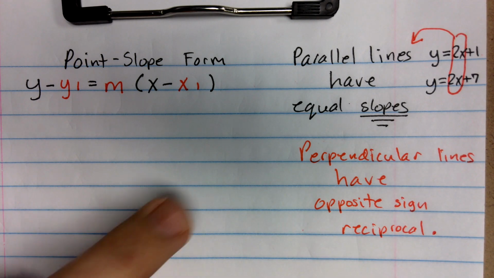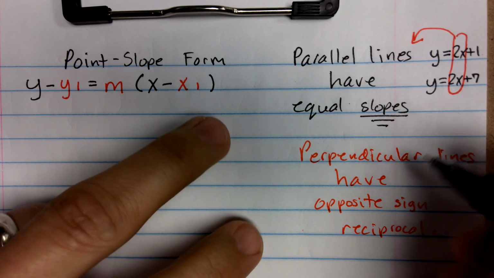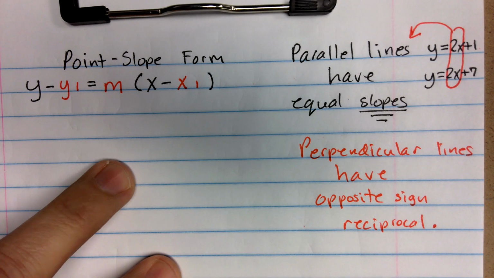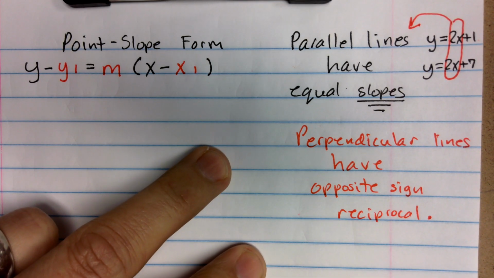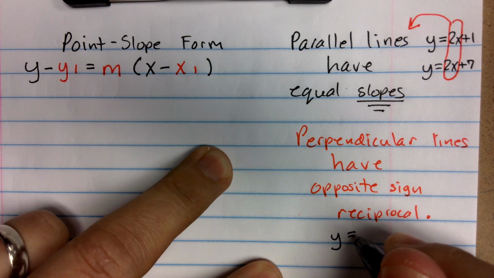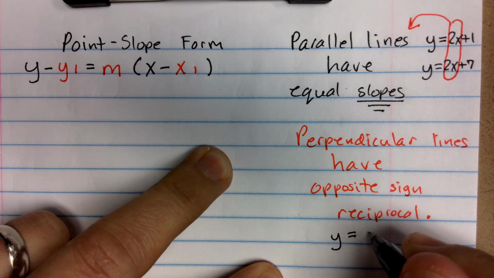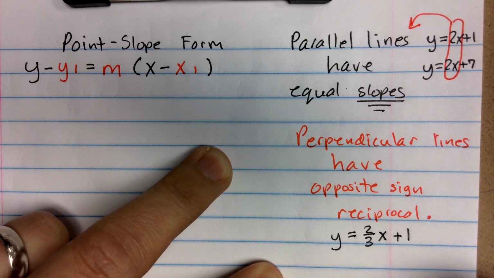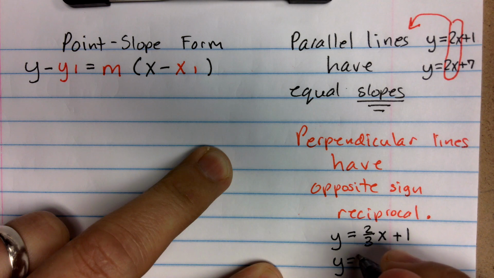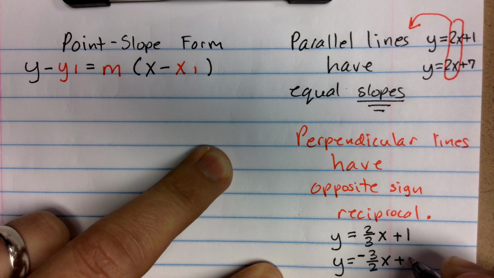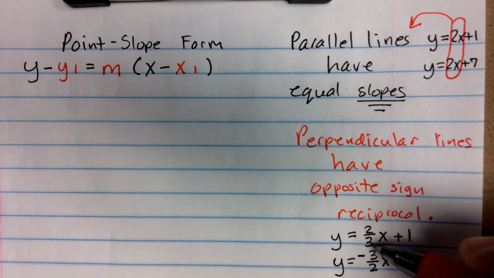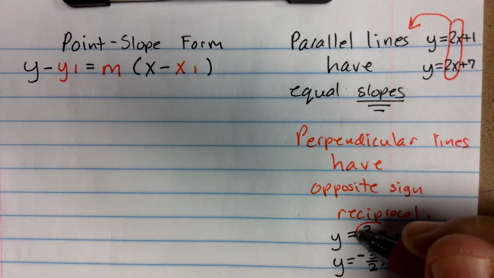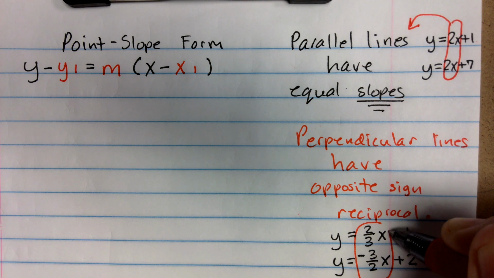On the other hand, when it comes to perpendicular, I'm going to go ahead and write that one. Let's say we had y is equal to 2/3 x plus 1. If we wanted to have a line that's perpendicular to that, it would be y is equal to negative 3 over 2x, and let's say plus 2. In this case, these would be perpendicular because the slope is the opposite sign reciprocal.